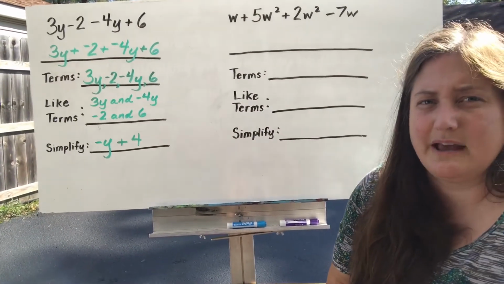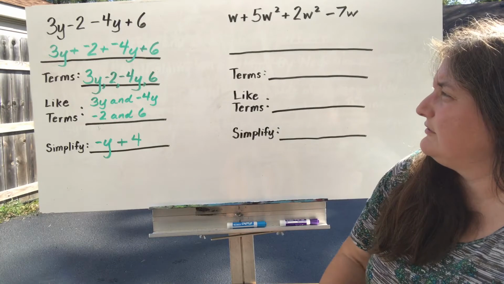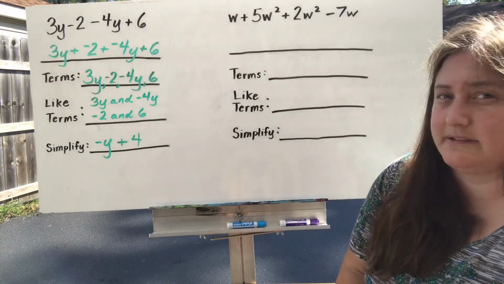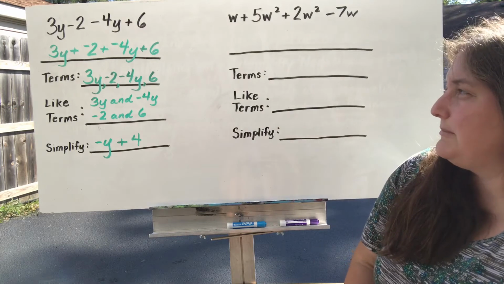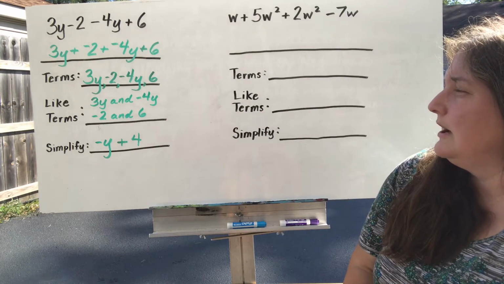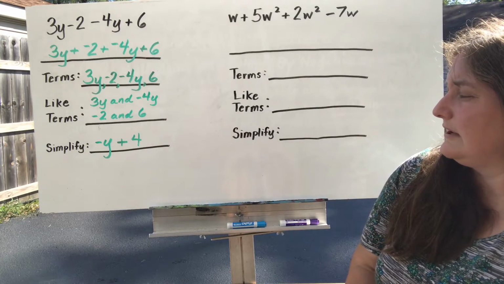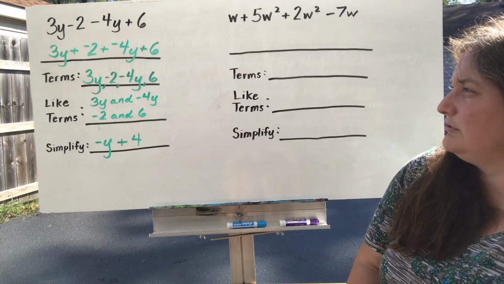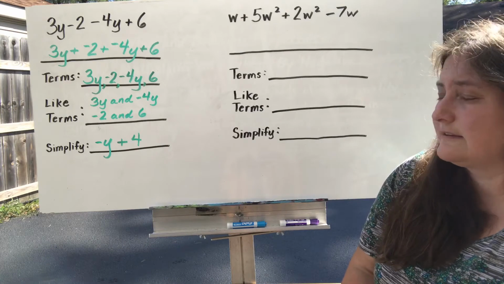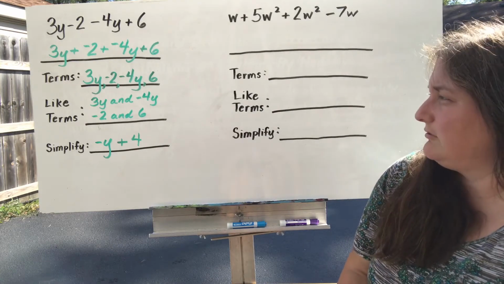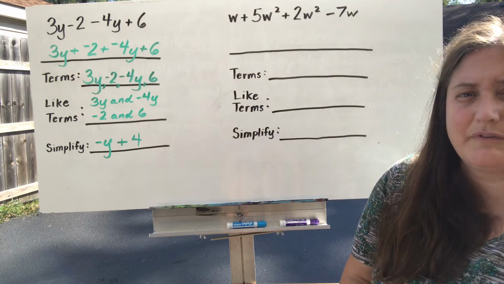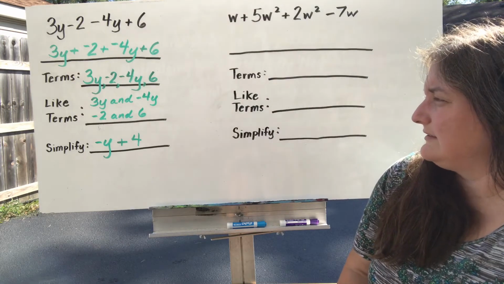So let's practice identifying some of these things. We've got here 3y minus 2 minus 4y plus 6, and I've changed that to addition. It'd be 3y plus negative 2 plus negative 4y plus 6. My terms would be, in order, 3y, negative 2, negative 4y, and 6. Our like terms: we've got two things with y's, 3y and negative 4y, and we've got two constants, negative 2 and 6.